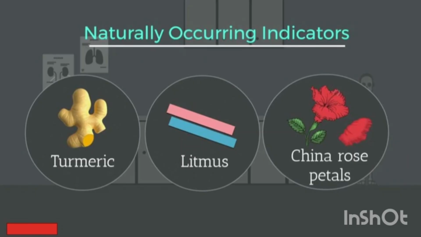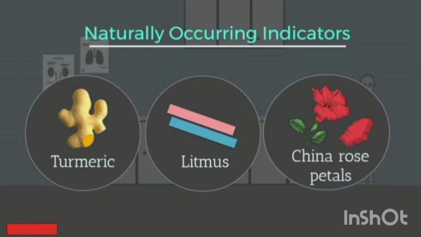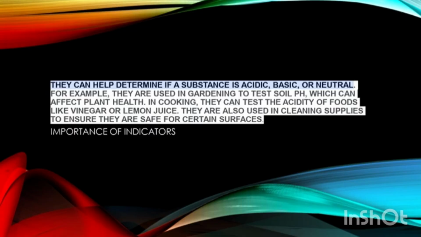So these natural indicators are used to detect the hydrogen ions and hydroxyl ions, meaning H+ and OH- ions, in a solution. So olfactory indicators can change their odors. Examples of olfactory indicators, as we have already discussed: onion, vanilla extract, clove oil, etc. So what is the importance of indicators?